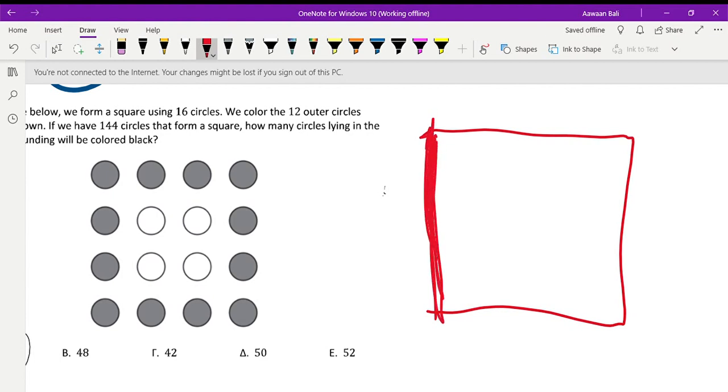Okay, let's say here there'll be, let's see, here there'll be 12 circles, 12 shaded circles. However, there's this one problem.